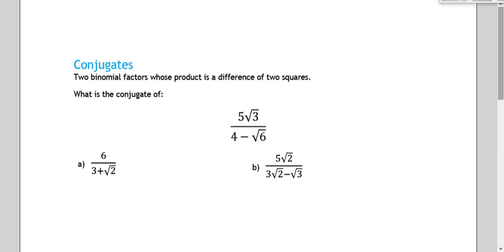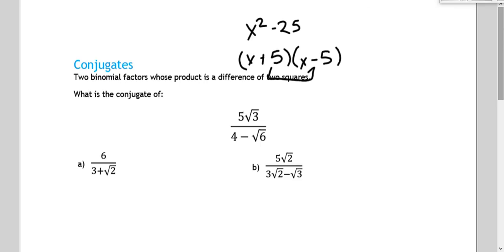Sometimes we have a more complex form like this. So 2 binomial factors whose product is the difference of 2 squares is a conjugate. So when we looked at x squared minus 25, we had x plus 5 and x minus 5. These guys are conjugates of each other. So if I want the conjugate of this, I'm looking to multiply by 4 plus root 6. I am doing this so I don't get a middle term. I get the first term and I get the end term. So that would result really nicely, and I'm going to show you how that looks in the first example.